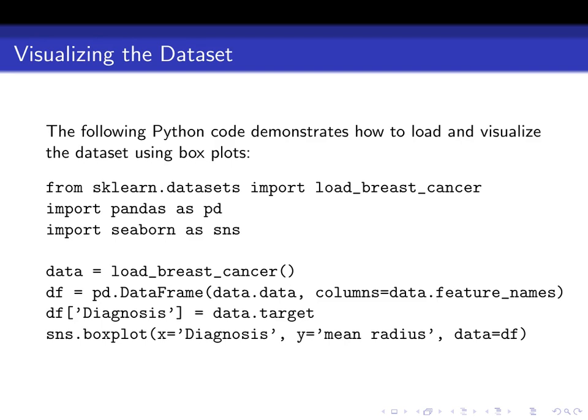The provided Python code uses the Seaborn library to create box plots, helping us understand how features like the mean radius vary between benign and malignant cells.